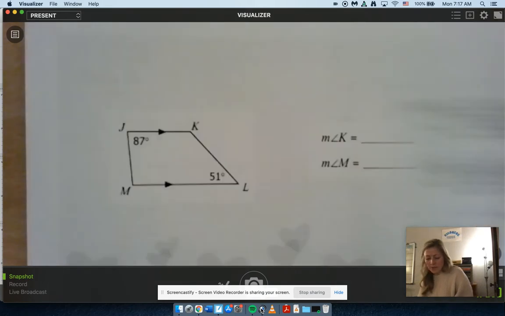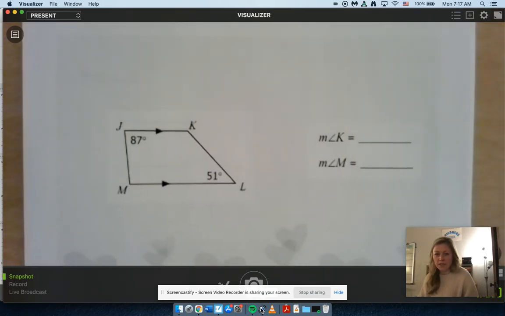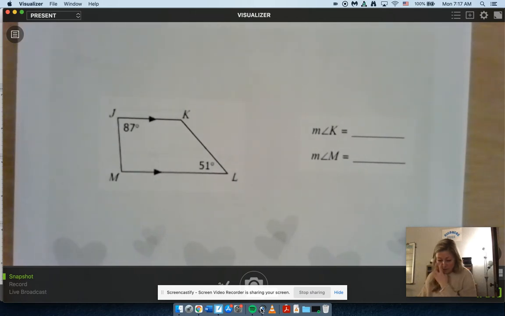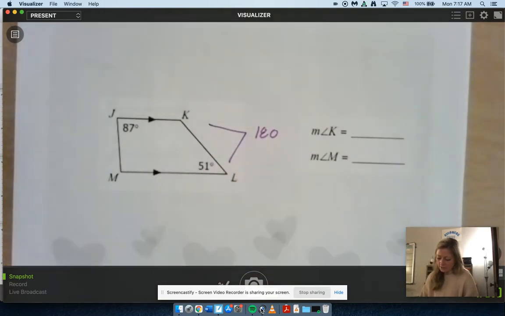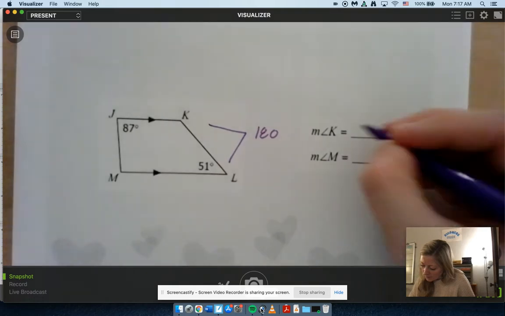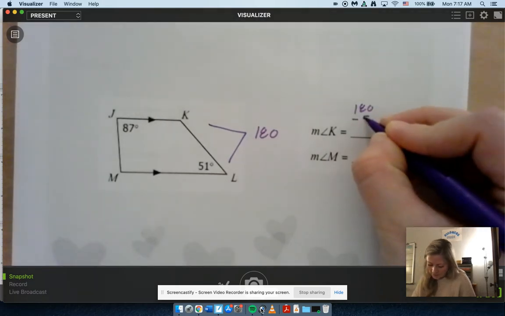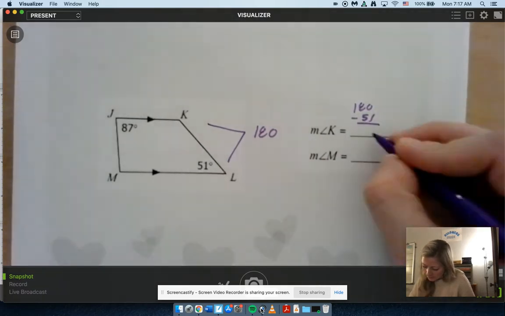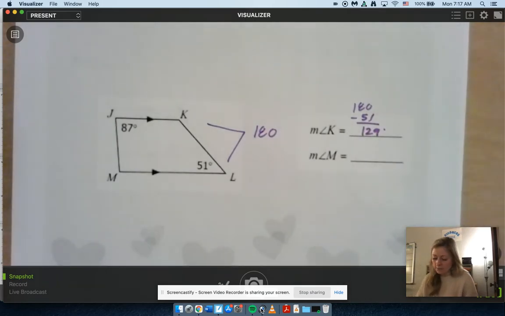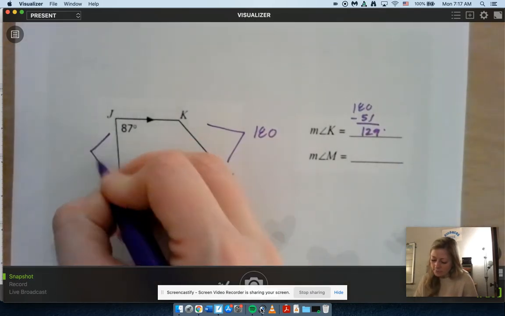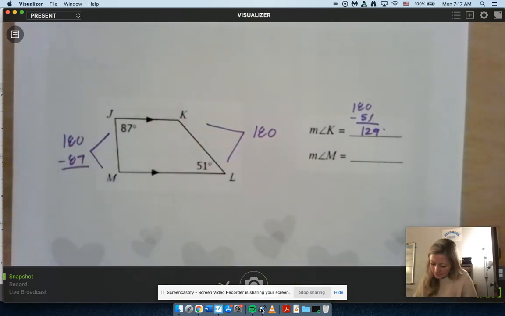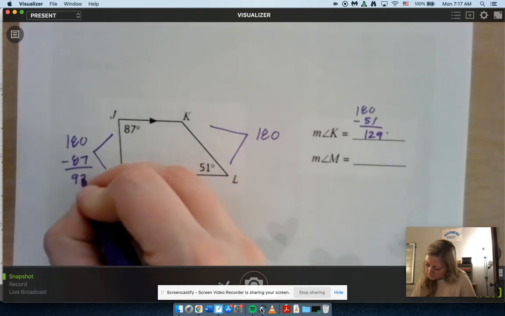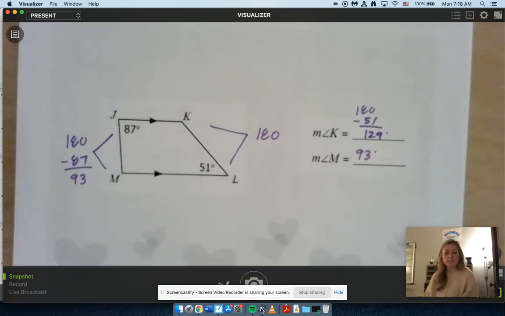So let's start with some pretty basic ones. It says find the measure of angle K and M. So easiest thing here to find angle K, these guys add to 180, right? So we just simply subtract away. So 180 minus 51 should give us 129. Same thing with angle M. Those guys add to 180, so subtract away. So 180 minus 87 is 93. Pretty basic, right?